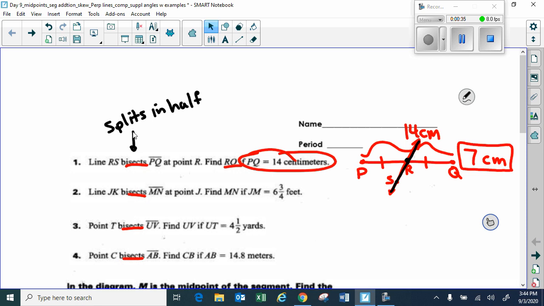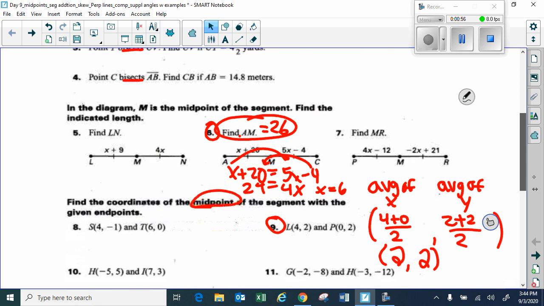It bisects it, so that, remember, we show that by hash marks, that they're congruent. And it says the entire length is 14 centimeters. So that's what we have right there. And since each of these is equal, then each half is 7 centimeters. It asks you to find RQ, 7 centimeters. Okay, so that's that example. Now you can go on and do the other three there.